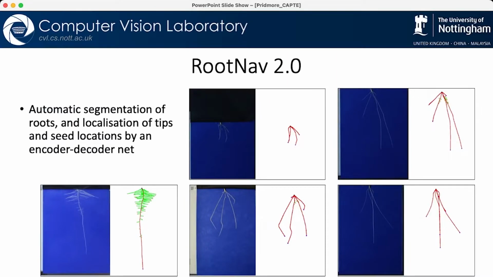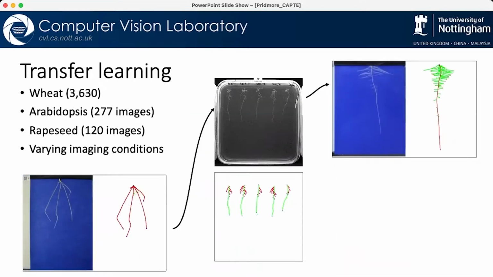So here's some of our output. We have a neural net that provides automatic segmentation of roots, tips, seed locations, and so on. Yeah? And you can see the input image on the left and the output image on the right for a variety of different things. To do this, we had to train the network as well as design the architecture of it. And training is something that needs quite a lot of attention and has a huge effect on the performance that you get, depending on the different ways that you go about doing the training. So we designed the network. We initially trained it on around 3,000 images of wheat, with output that we got from the previous RootNav. And we got some pretty good results on wheat.